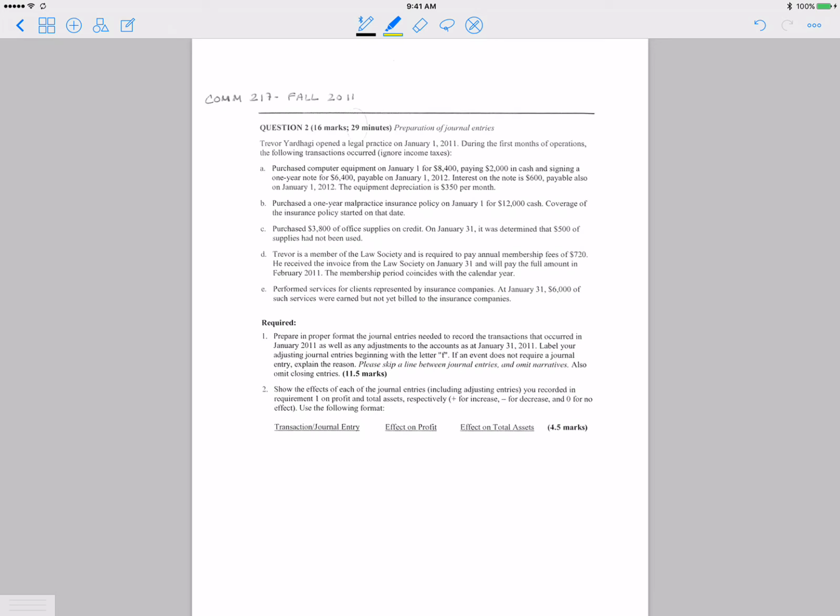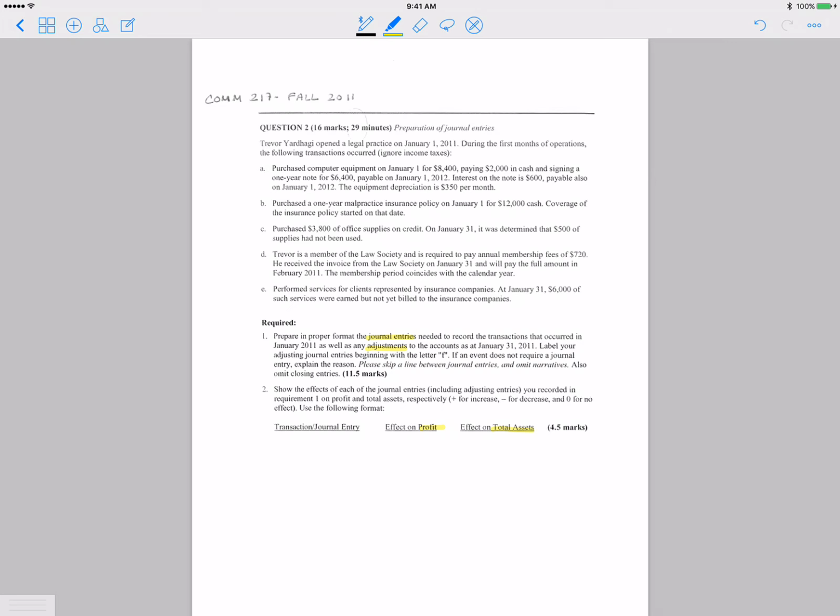And then after that, they'd like us to list out our transactions and the effect on the profit and on the total assets. So the journal entries, the adjustments, the profit, and the total assets. Now we can read the question and we can begin.